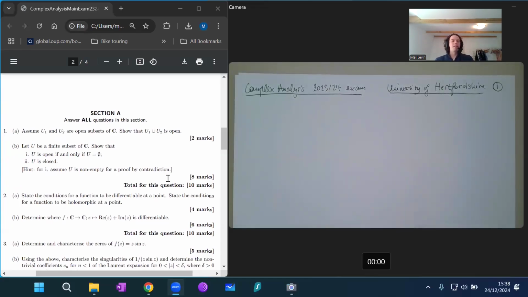Question 1. Assume U1 and U2 are open subsets of C. Show that the union U1 union U2 is open. Right. So I'll write down definitions in blue. So what does it mean to be an open subset of the complex plane?